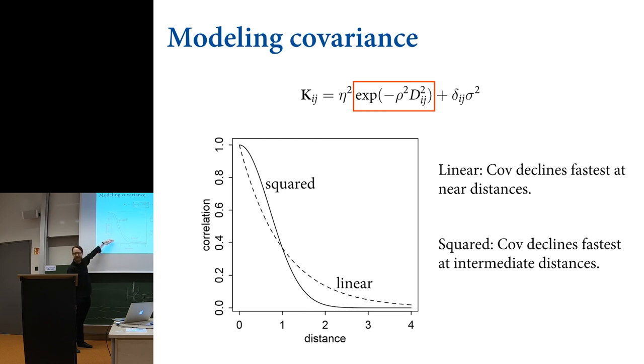So this curve can be shrunk down. But I'm just showing you the term in the rectangle up there. If you take the square out from the D, then you get the dashed line. It's linear. And you can do that too. That's fine. It's just a different assumption.